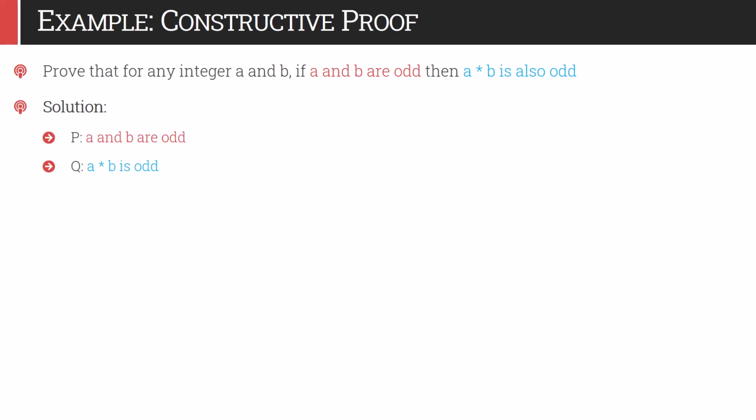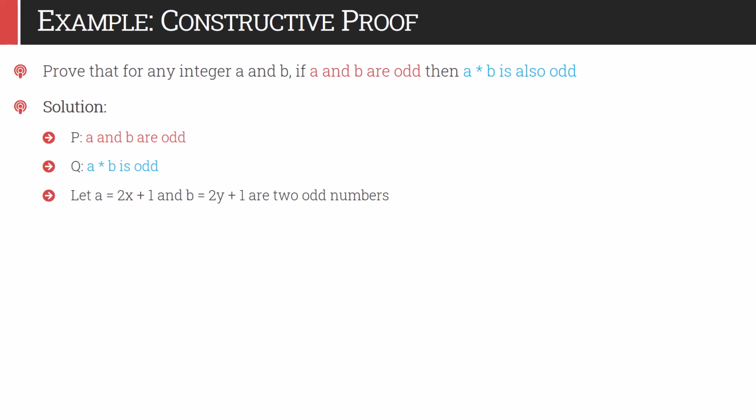As A and B are odd, that is the given condition, we will consider it as the hypothesis. And what we have to derive is that A into B is also odd, that we need to prove. So that will form the conclusion of the statement. So P is A and B are odd and Q would be A into B is odd.